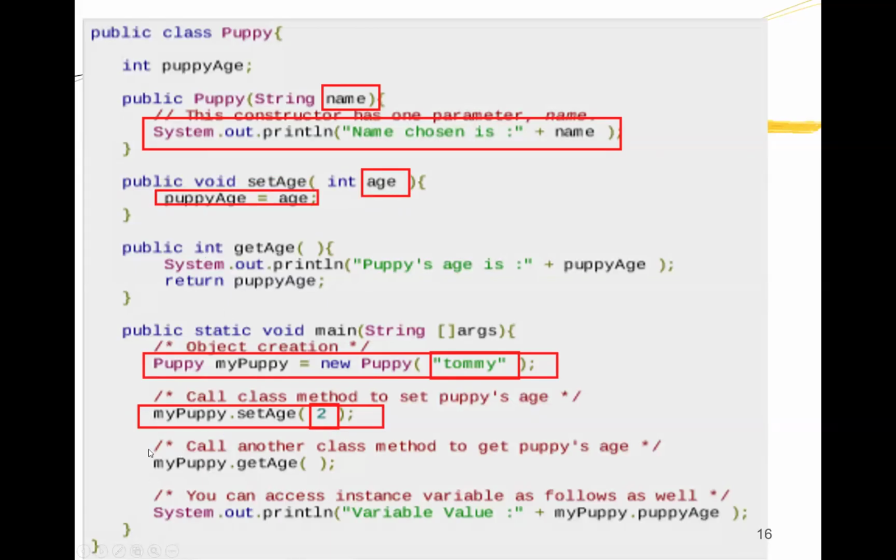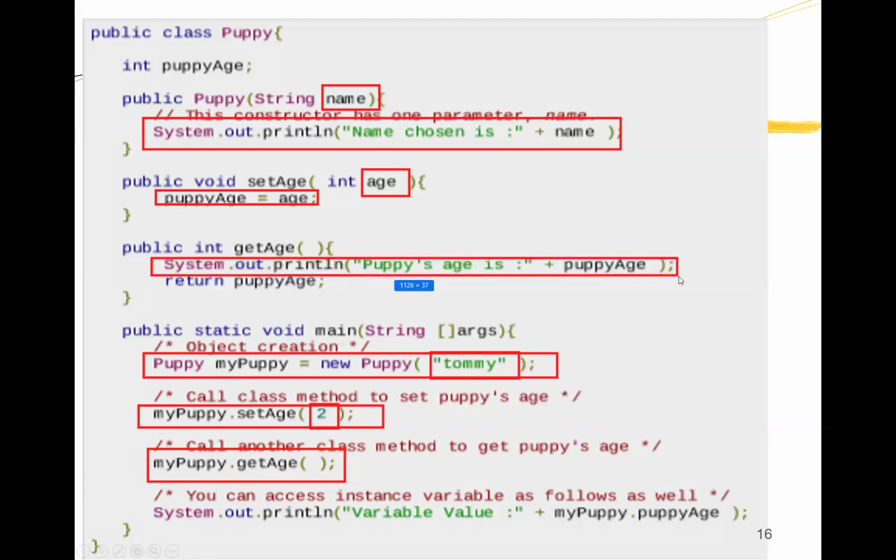And then you call my puppy dot get age. What happens now? It calls the method get age, and that outputs the age of the puppy. This would print puppy's age is, and the puppy age value is 2. Therefore, it would print puppy's age is 2, and then it will return the integer value 2 to the calling method, because it returns puppy age.